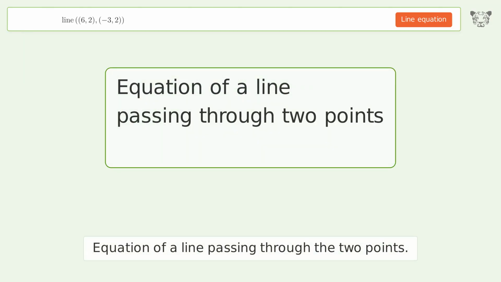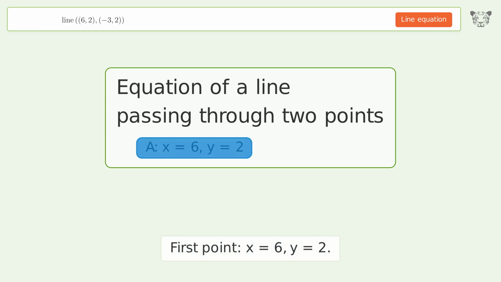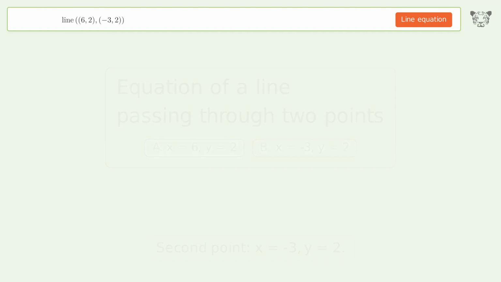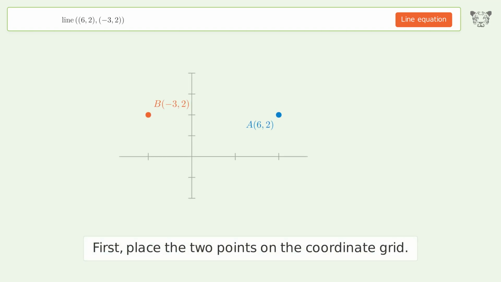Equation of a line passing through 2 points. The first point has x equals 6, and y equals 2. The second point has x equals -3, and y equals 2. First, place the 2 points on the coordinate grid.